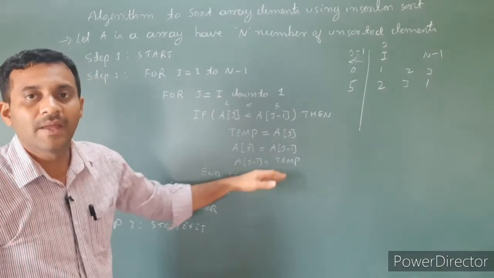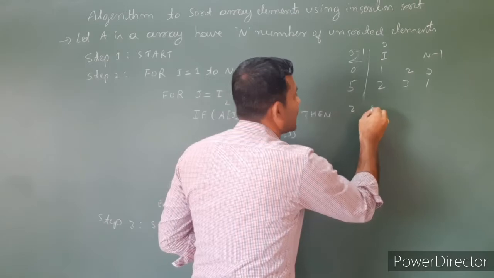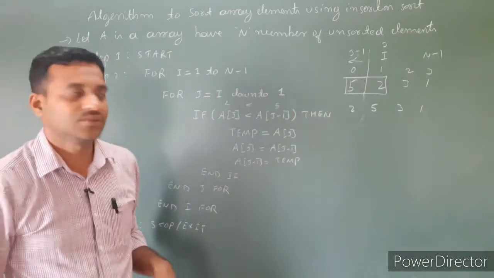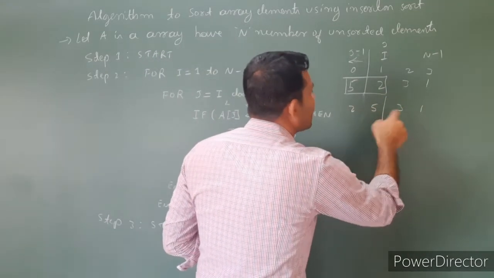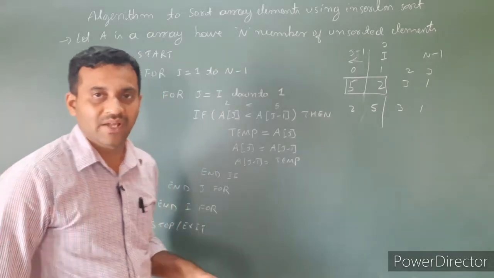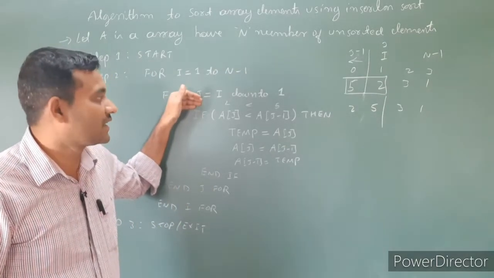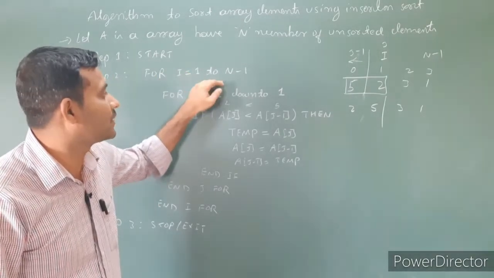to swap the numbers. After swapping, what happens? So 2, 5, 3, 1. These two numbers are swapped. So 2, 5, 3, 1 are the sorted elements. Then the j loop is decremented, but the condition returns false. Then the i loop is incremented.